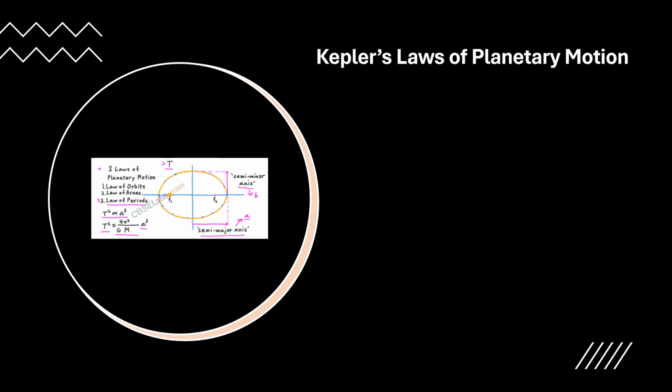Each planet revolves around the Sun in an elliptical orbit with the Sun at one of the foci of the ellipse. Law of areas. The speed of a planet varies in such a way that the radius vector drawn from the Sun to the planet sweeps out equal areas in equal times.